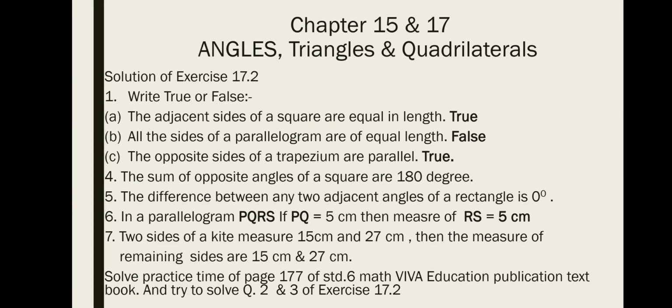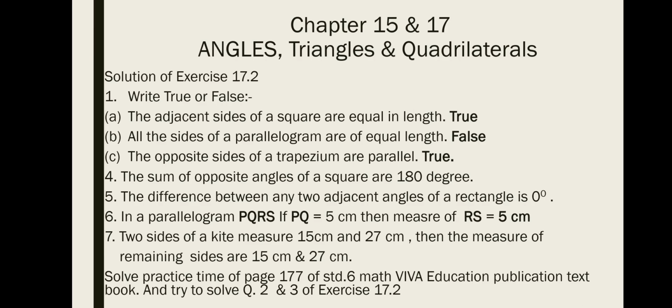Solution of exercise 17.2. Write true or false. The adjacent sides of a square are equal in length. Yes, true. All the sides of a parallelogram are of equal length. False. Their opposite sides are only equal.